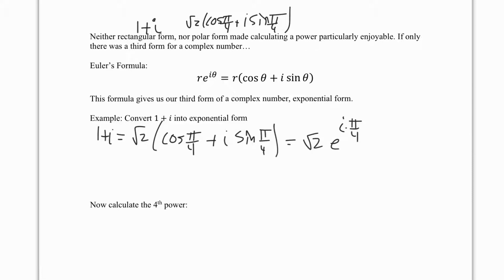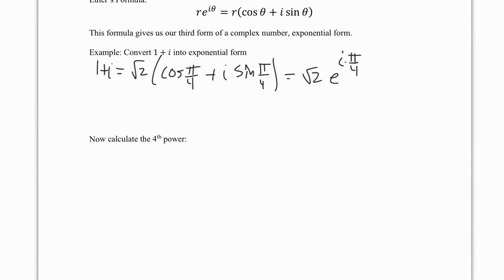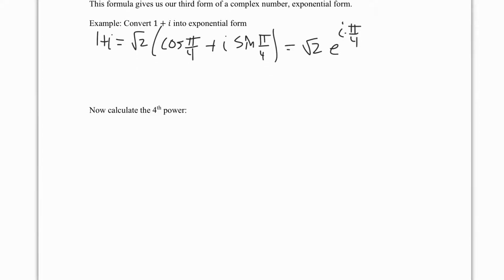Well, that's kind of a strange formula, but we're going to trust him on it. We're going to trust that this is true. And in later math courses, you'll prove that this formula is true. But for now, we'll trust that Euler figured it out correctly. How would this work for calculating the fourth power?